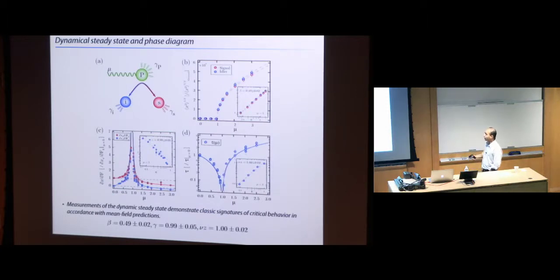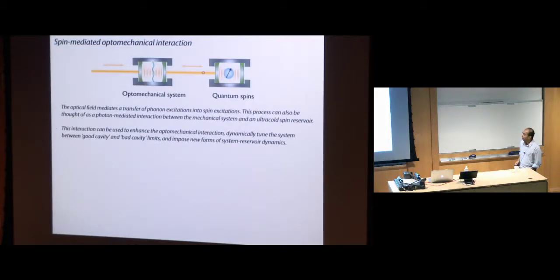And in our optomechanical system, we can do all these dynamical steady-state measurements, and we see the usual divergences of susceptibilities and relaxation times, and we can measure all these exponents very accurately, and we can verify, so far so good, that everything seems to be working according to the language of phase transitions. And now we want to, let me just go back a bit.